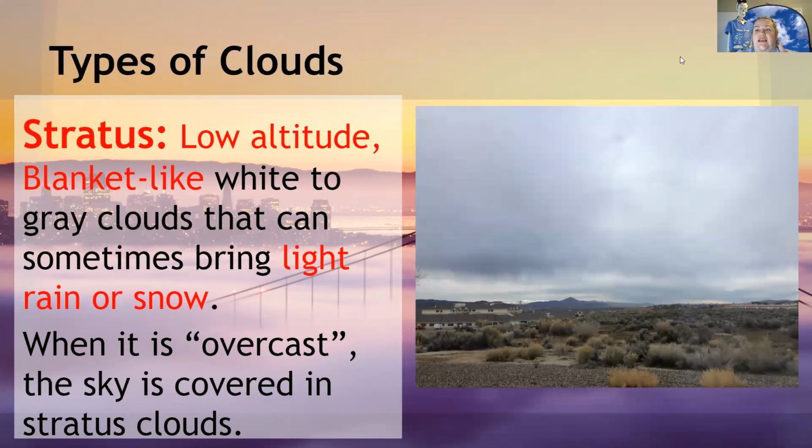So, starting with the lowest level cloud is a stratus cloud. And stratus is low altitude, so it is low to the ground. It reminds us of blankets, so it's like spread out all across the sky. And sometimes it can bring light snow or rain depending on the time of year. So when we say that it's overcast outside, it's not really sunny, it's really cloudy, that means that there's stratus clouds all throughout the atmosphere.